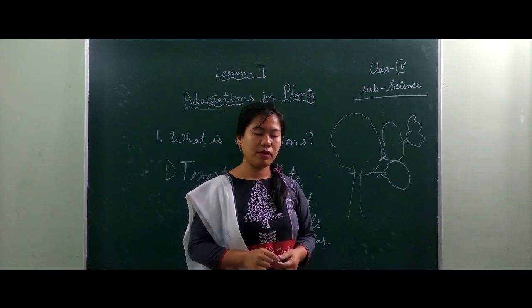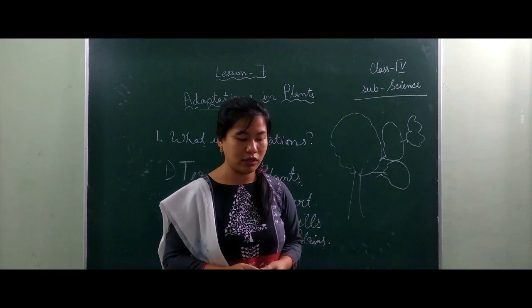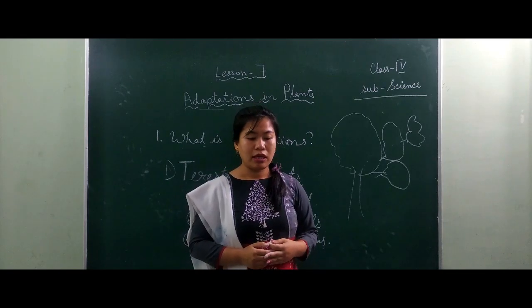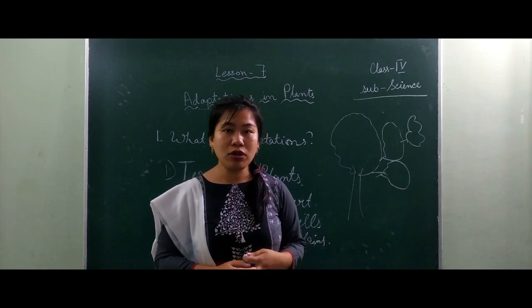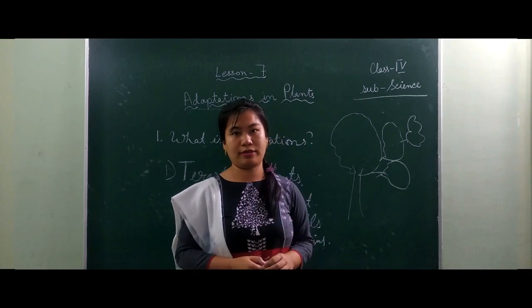Deciduous trees are trees that shed their leaves during the winter to protect themselves from cold. And again during the springtime, they grow new leaves. So those kinds of trees are called deciduous trees.